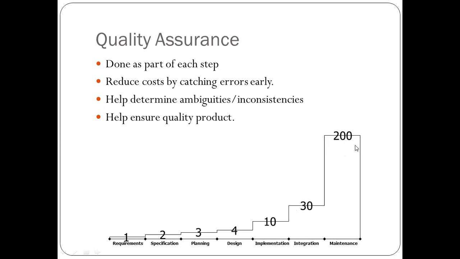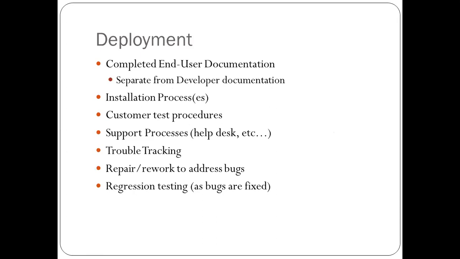You can see it has the peak of 200 here. It means that this phase is more costly than the other preceding phases. So it is very difficult to maintain the system. Even though we can design or implement or integrate, we can do each and everything, but the maintenance is costly for any type of software or system.